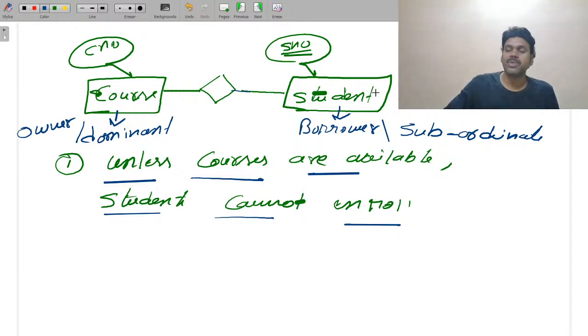These are all the synonyms of your representation of existence dependency. So what is its drawback? We will see now.